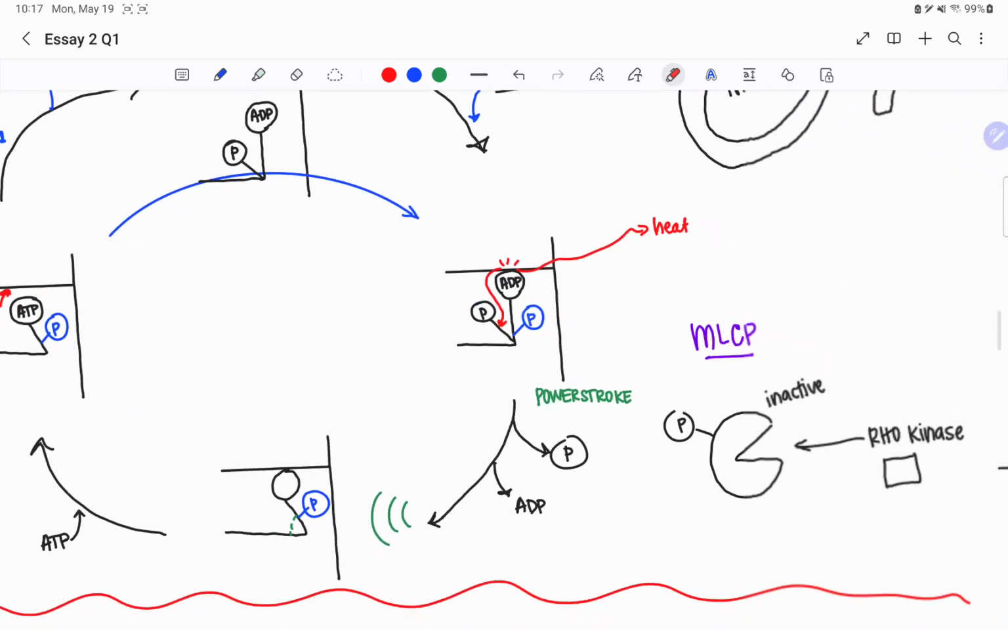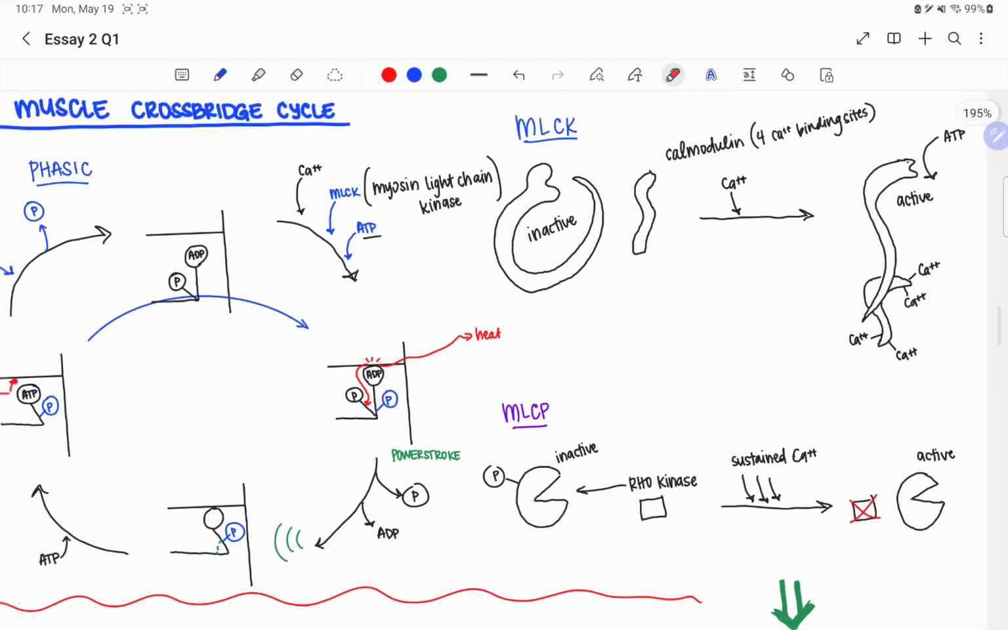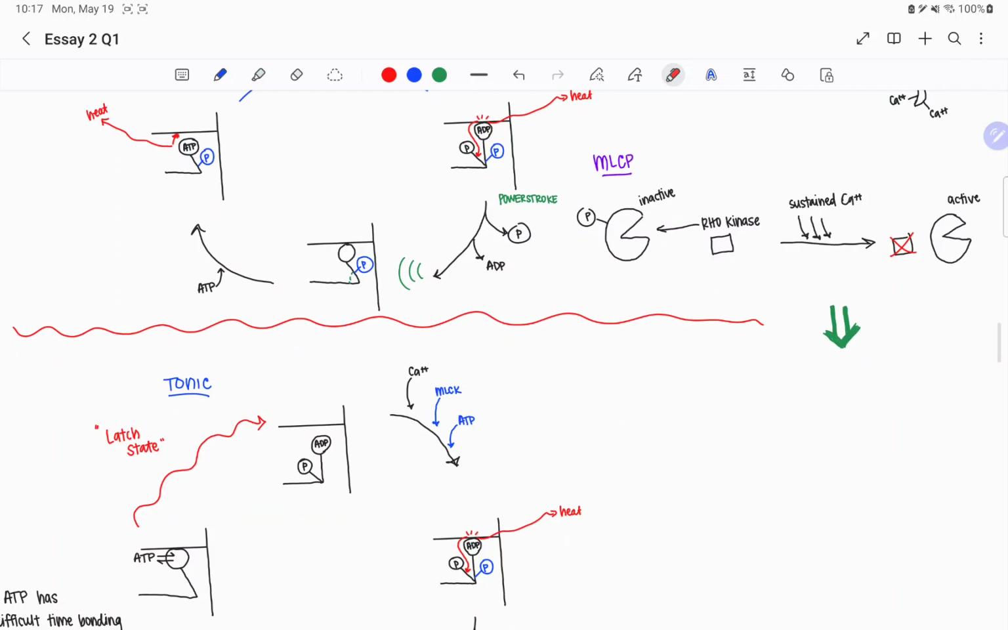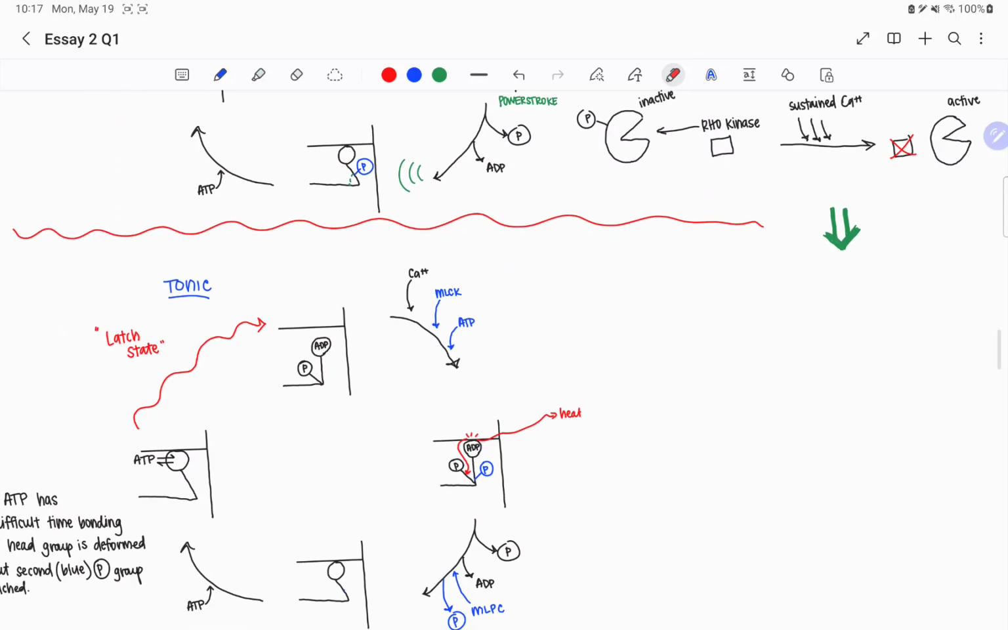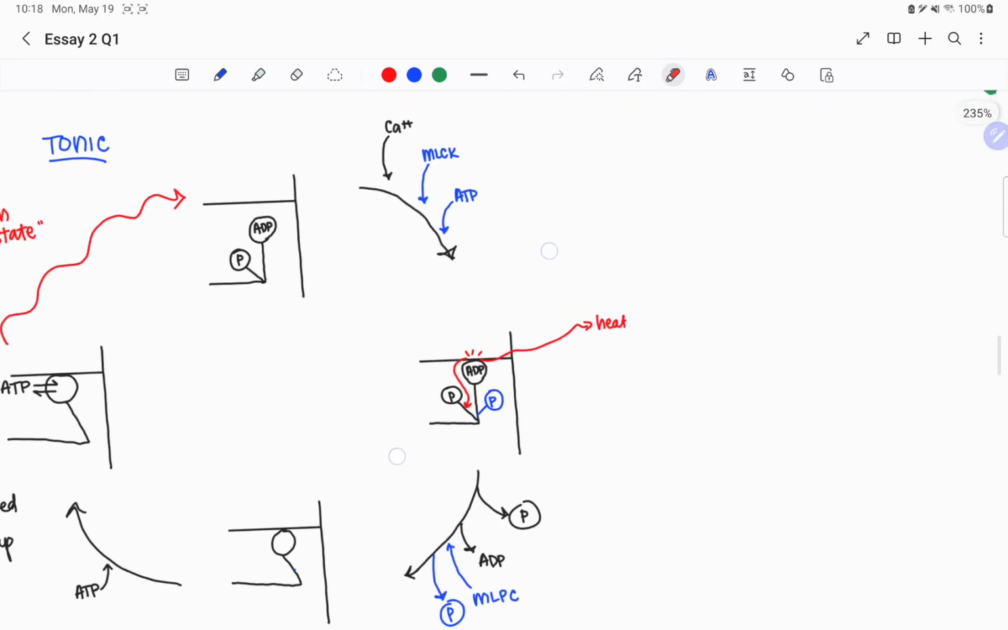Okay, so that's kind of how MLCK and MLCP work. I hope that kind of makes sense for you guys. Now we're going to move on to tonic. Tonic is very similar, just with a different placement of something. You'll see it very quickly, right?